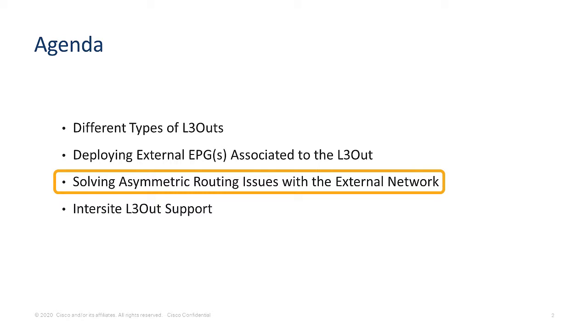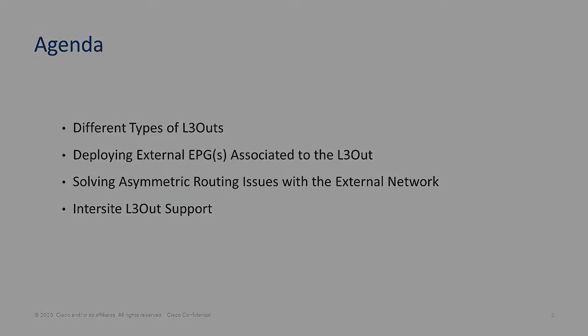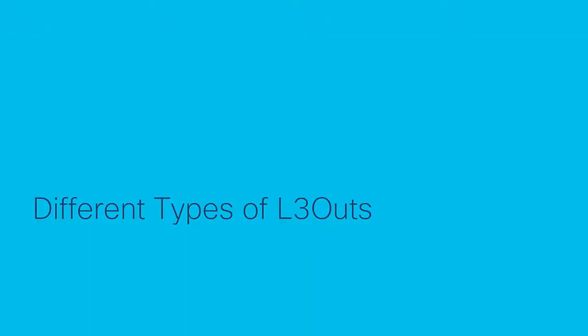We'll discuss also one of the typical problems that we have when extending subnets across different data center locations, which is basically the creation of a symmetric traffic path between the distributed data center and the external network. And in the end, we'll cover a new functionality recently released in ACI and multi-site called Intersite L3 out. And we'll clarify what Intersite L3 out has been deployed for and what specific use cases it allows to cover. Let's start discussing what the different types of L3 outs are that we can deploy with ACI.